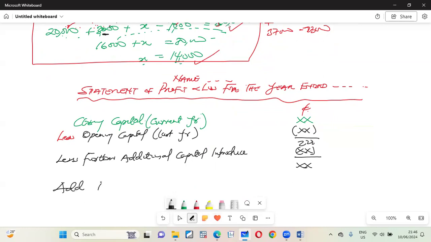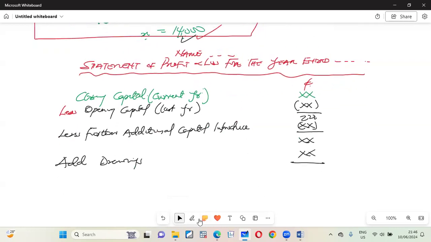We are doing addition of what? Drawings, because we started with the closing stock. So when you add this one, it means we found our net profit. So basically, that's that. All right. So that's that. Net. As simple as that.